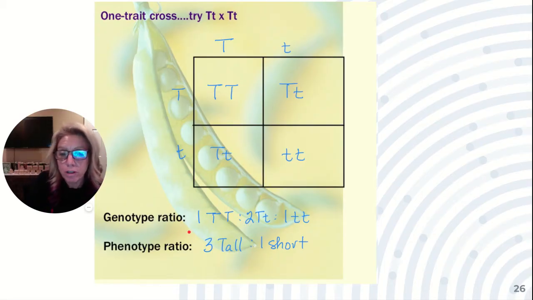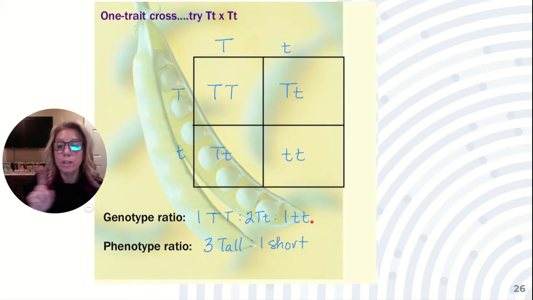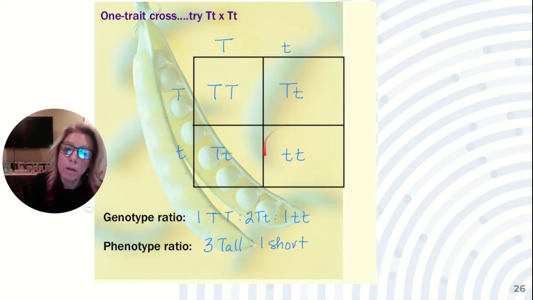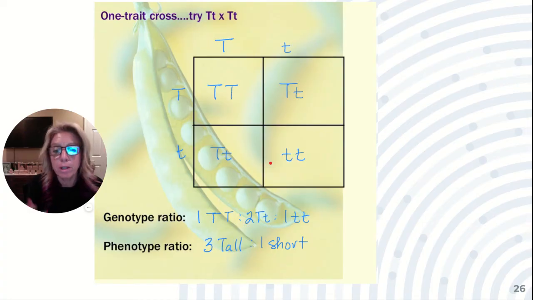So here I wrote the genotype ratio. 1 big T big T, 2 big T, little t's, and 1 little t little t. This is the genotype ratio, 1 to 2 to 1. The phenotype ratio is different because all three of these are tall and only one is short, so the phenotype ratio would be 3 to 1.